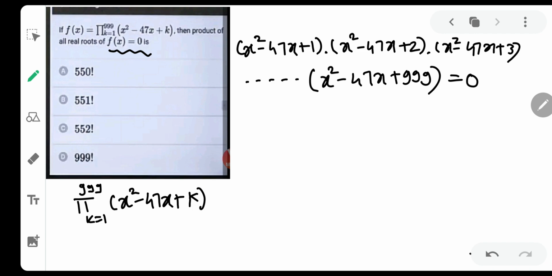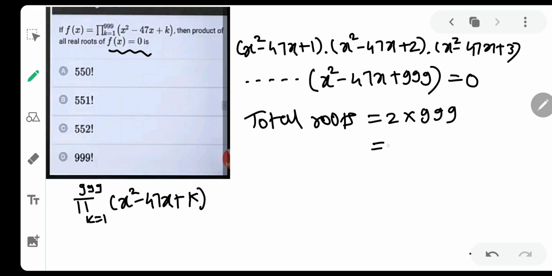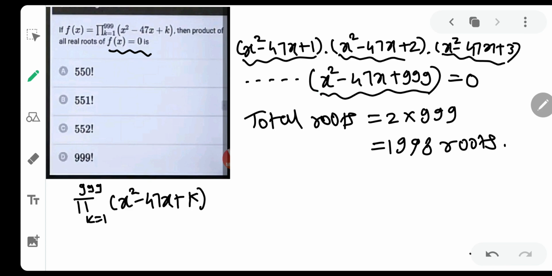which are equal to 0, and each bracket comprises a quadratic equation. So each bracket will have how many roots? 2 roots. So total roots would be 2 into 999, which is equal to 1998 roots, right? Because every bracket has 2 roots. So 999 into 2, 1998 roots are there. But they are asking the product of all the real roots.